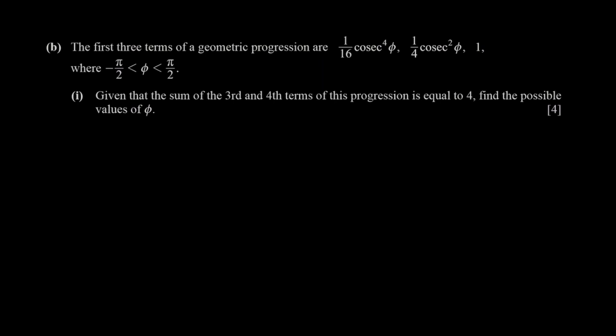What we need to do is find the first term and the common ratio. The first term's fairly straightforward because it's just given in the question. It's a 16th cosec to the power of 4 phi. So let me write that: 1 upon 16 cosec to the power of 4 phi.